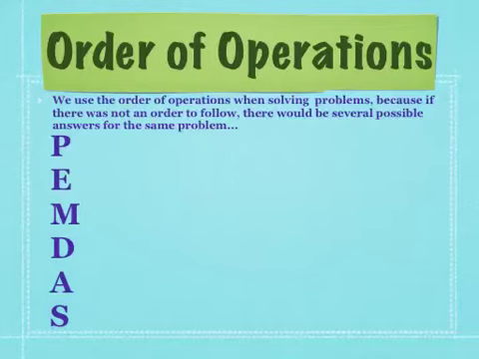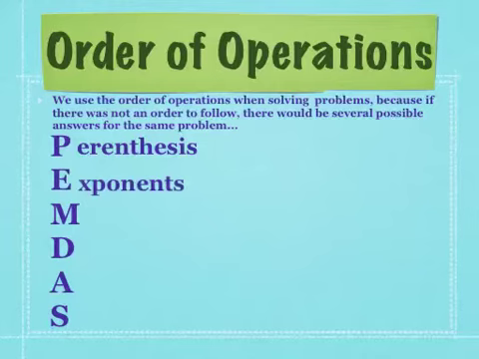So P stands for parentheses. So when you're looking at an expression, you're going to look for parentheses first. And if there's something to do or an operation inside of the parentheses, you're going to do that first. Then you're going to look for exponents.